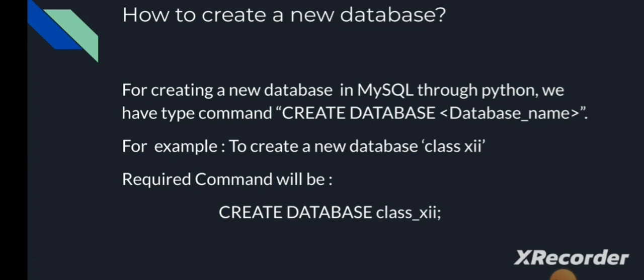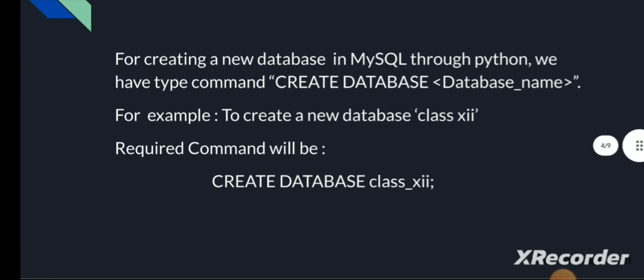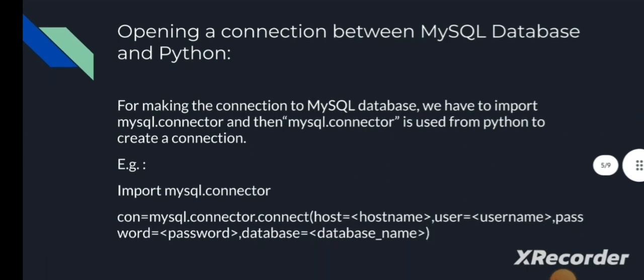For that you have to type create database, and after that you have to type the database name, and there will be no space between them. All string values, or you can say alphabetical values, will be in small letters, right? For example, the example has been given on your screen, as you can see. To create a new database class12, the required command, or you can say query, will be create database class12 semicolon. And now we have created a database in SQL, right?